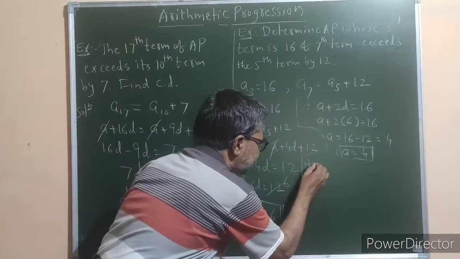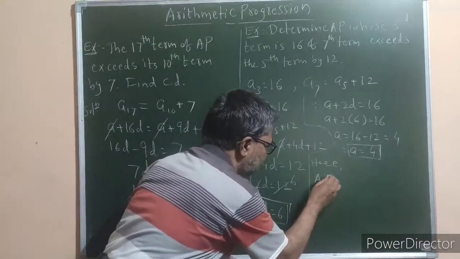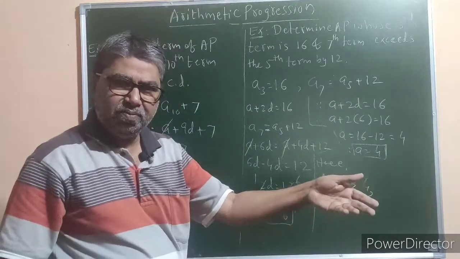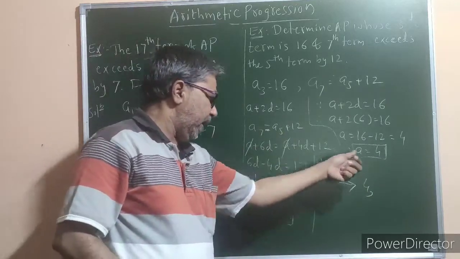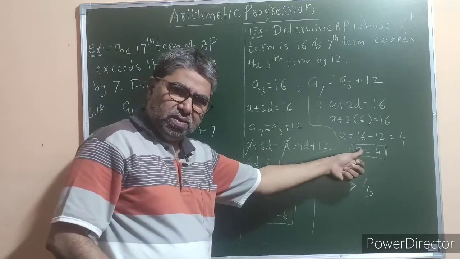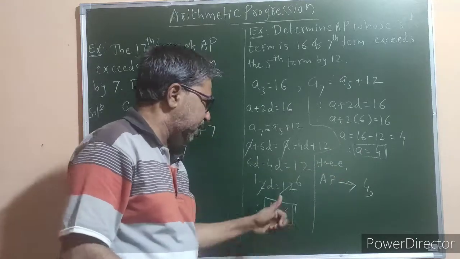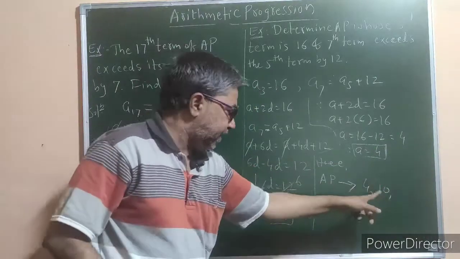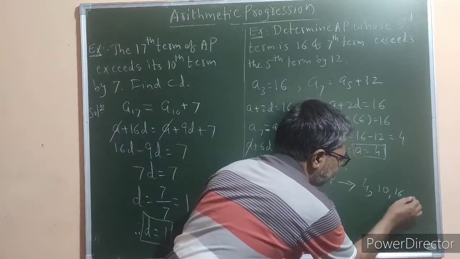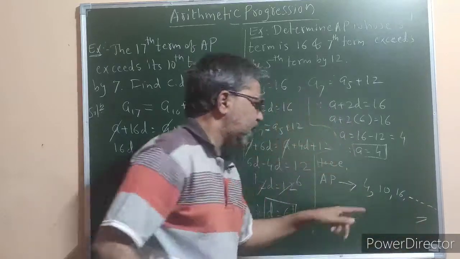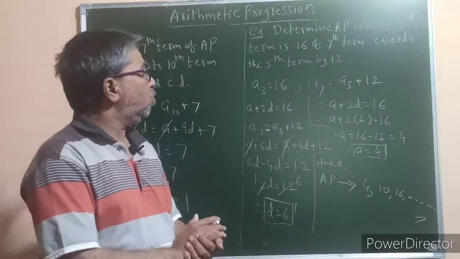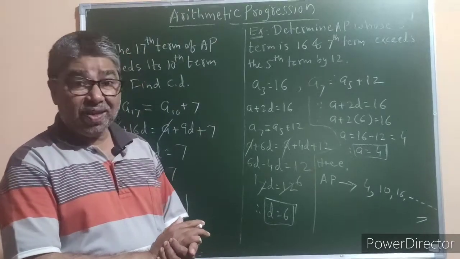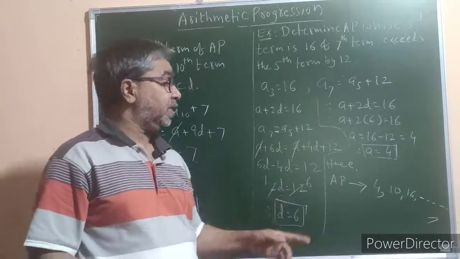So hence the AP will have the first term 4. To get the next term, as we have done in many examples, we add the value of d to the first term. So 4 plus 6 is 10. Again add 6 to 10 to get the third term: 10 plus 6 is equal to 16. Then so on. So this is the required arithmetic progression whose third term is 16 and whose seventh term exceeds the fifth term by 12.